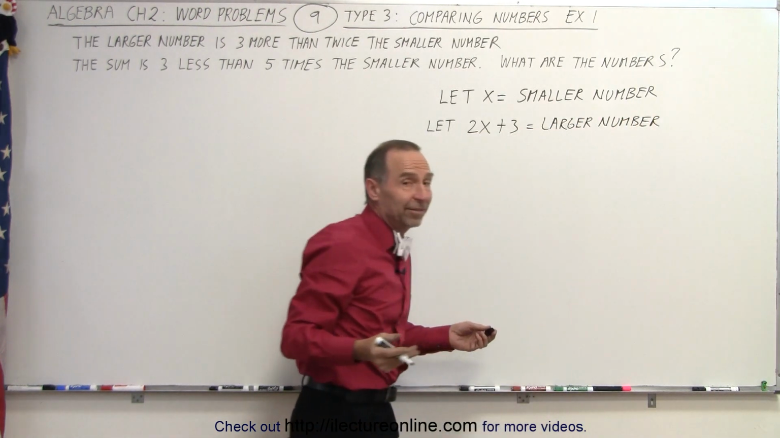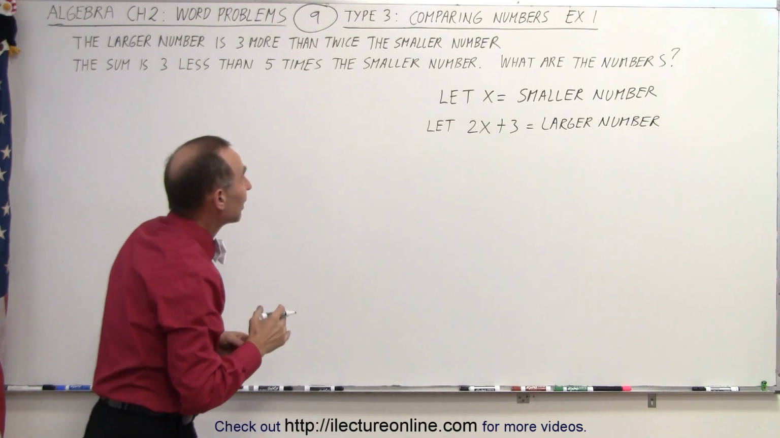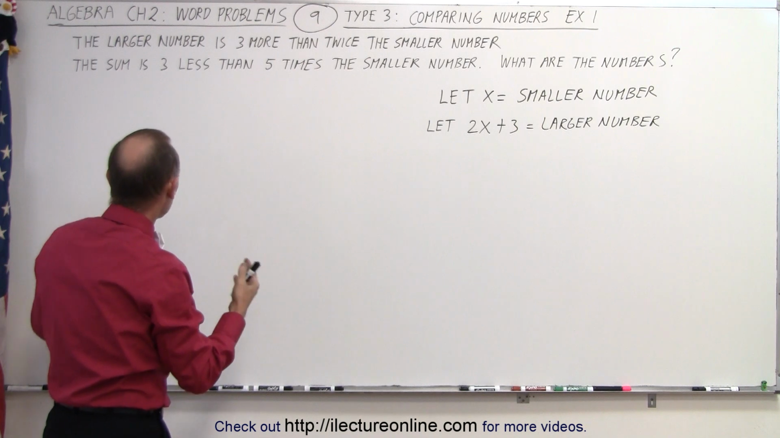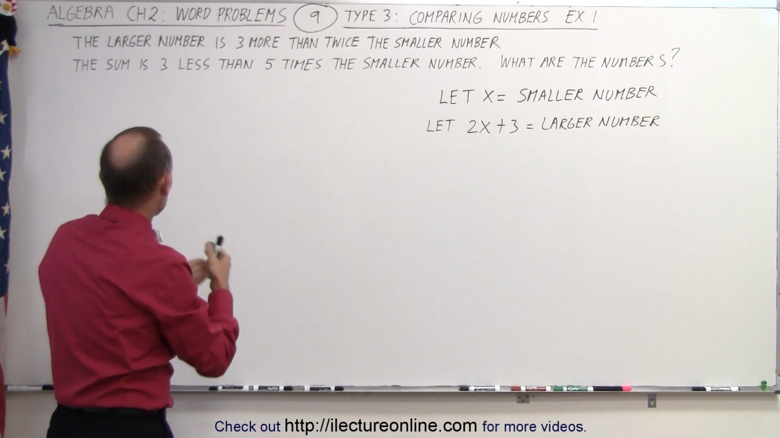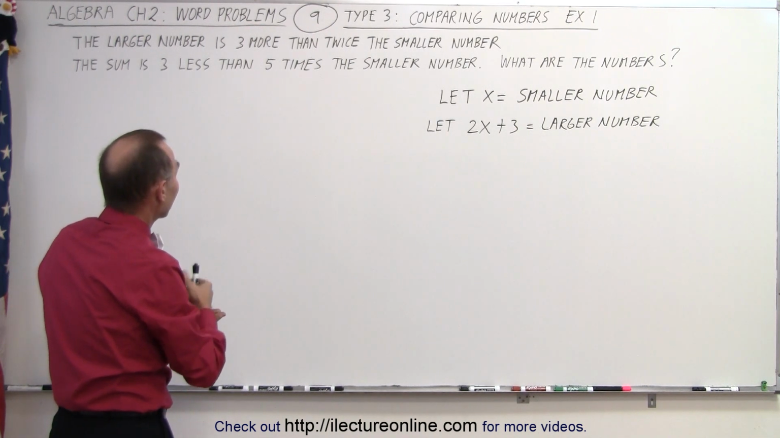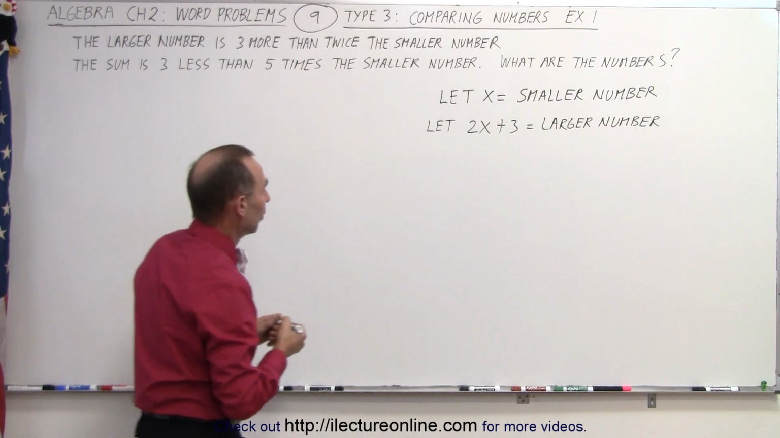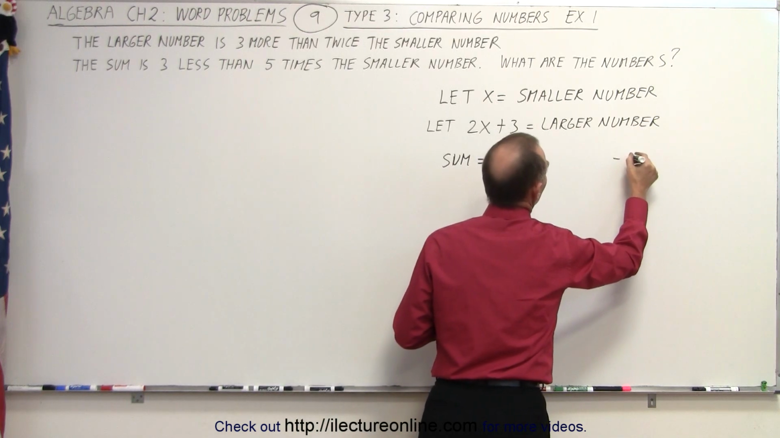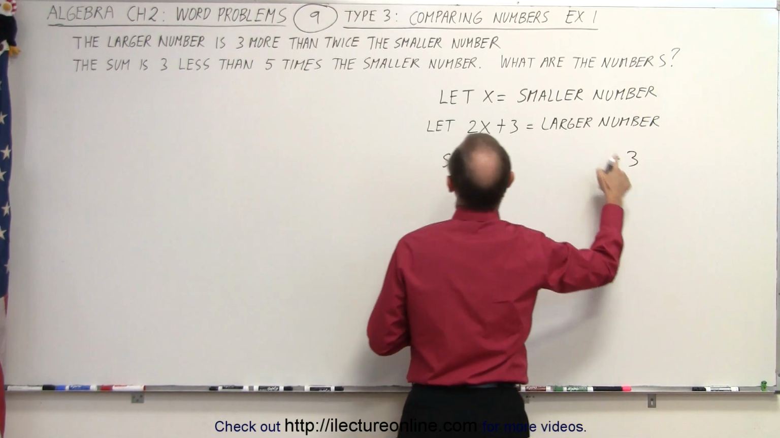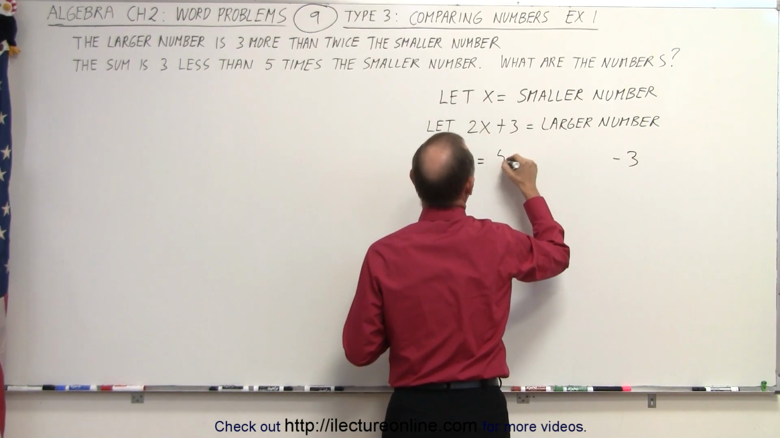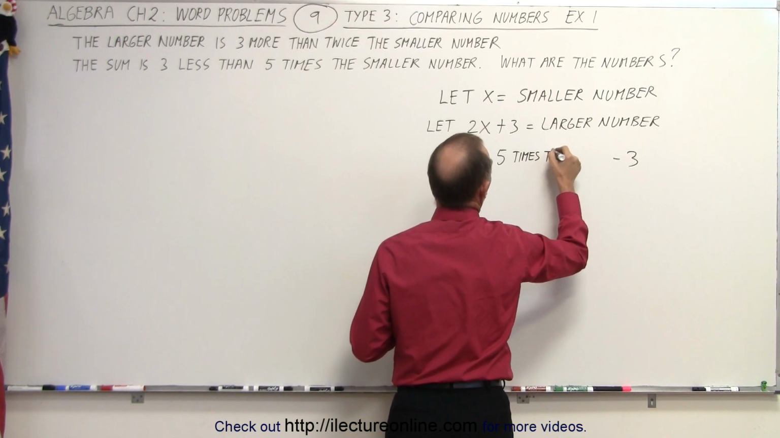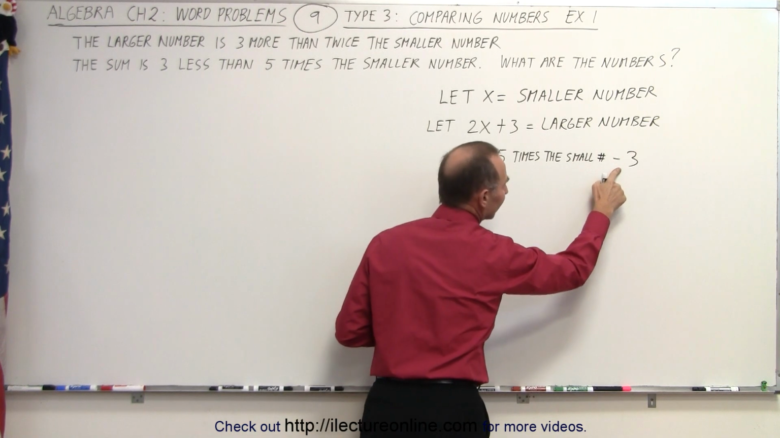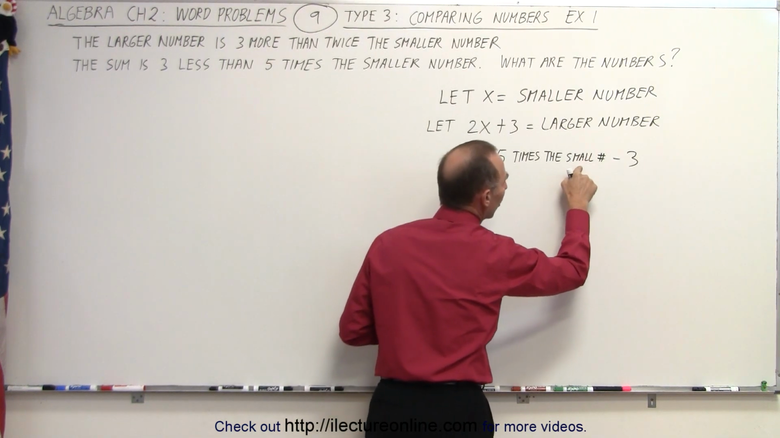And since we don't know what x is, we can't solve the problem unless we're given another piece of information, where they tell us that the sum of the two numbers, the smaller number plus the larger number, is 3 less than 5 times the smaller number. So the sum is 3 less, so minus 3, subtracted from 5 times the smaller number.